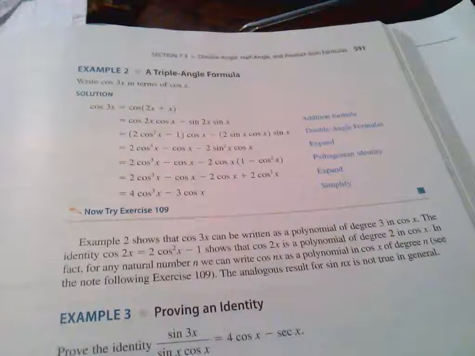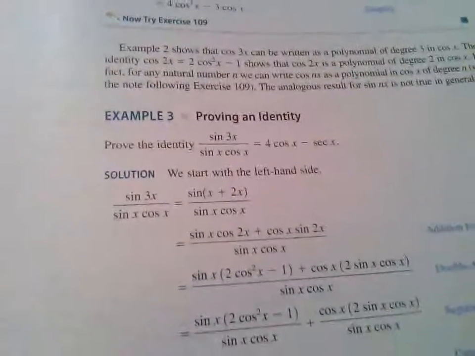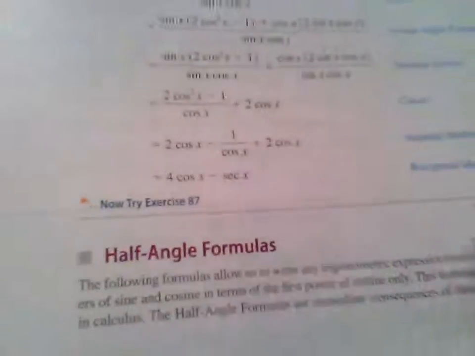Okay, following along in chapter 7, we are not doing triple angles at all. Ones like example 2. We are not proving identities. Those are reserved for your calculus classes. So the next thing that we will look at are half angles.